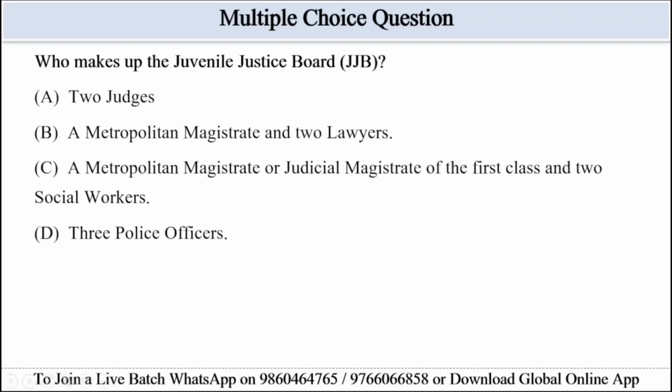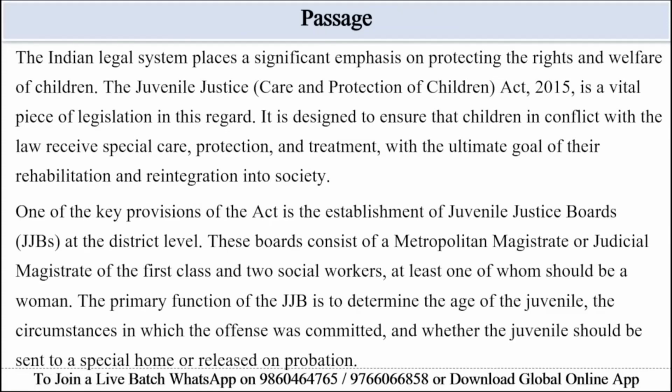We have the next question: who makes up the Juvenile Justice Board, that is JJB? The question is asking about the composition of a JJB as given in the passage, exactly which members form the board. In the second paragraph, the passage states that the JJB consists of a Metropolitan Magistrate or Judicial Magistrate of the first class and two social workers, with at least one being a woman.